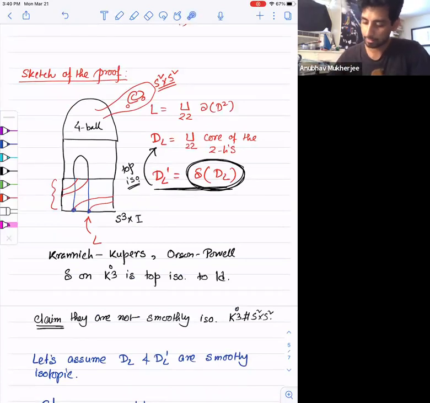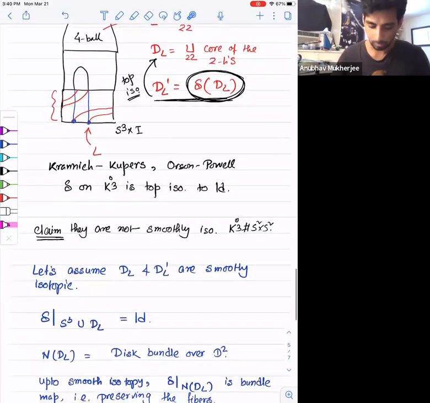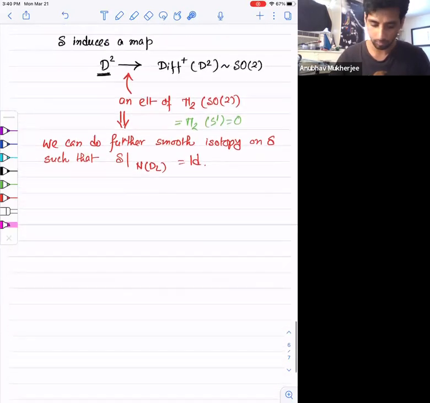The way we constructed punctured K3 connected sum S2 cross S2 is essentially this. We started with S3 cross I, attached a bunch of two-handles, took its neighborhood, attached a 4-ball, and then took the connected sum with S2 cross S2. But now, if we assume that this pair of disks and its image after the Dehn twist are smoothly isotopic, then we show that this delta map, the Dehn twist map, is precisely the identity on this part. Let me try to write it down now.